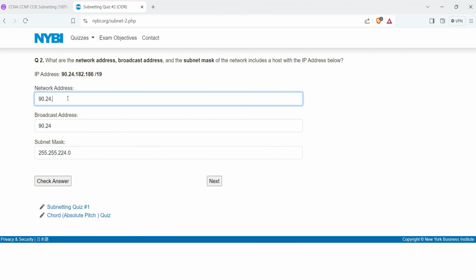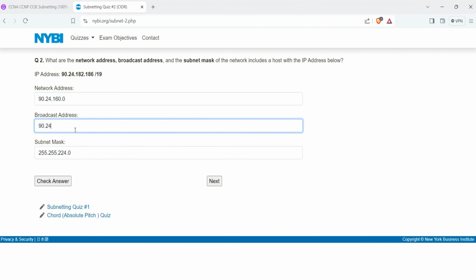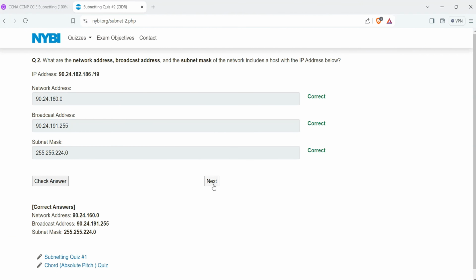Okay, the jump start is 128, 64, 32. 32 is a jump start itself. So 0, 32, 64, 96, and 128 and 32 is 160, 192. Between 160 and 192. So 160.0 and then 192.0 is the next network. So 191.255 is the broadcast. And check answer. There we go. All right.